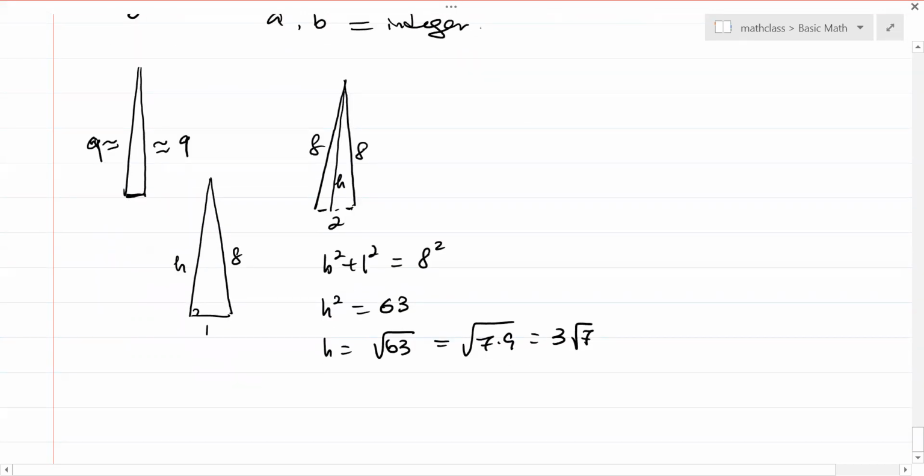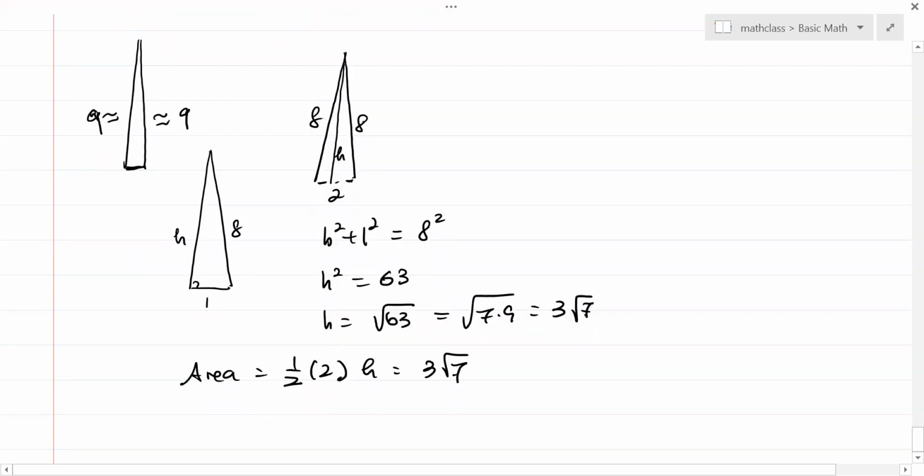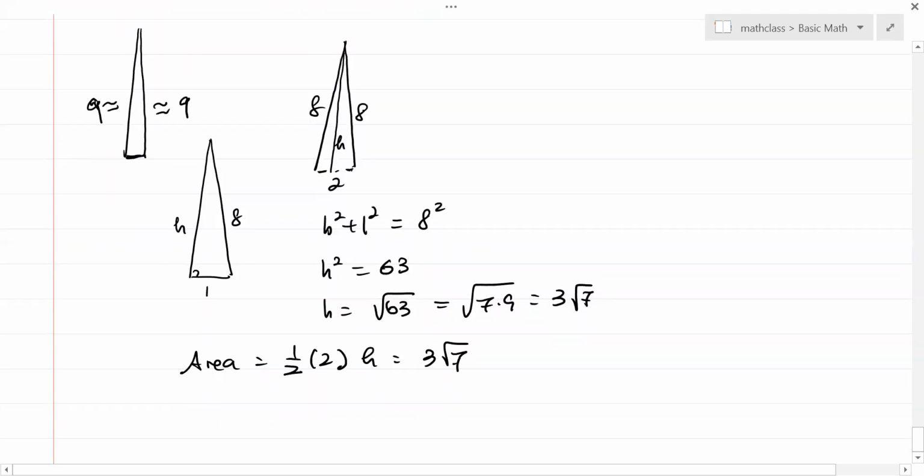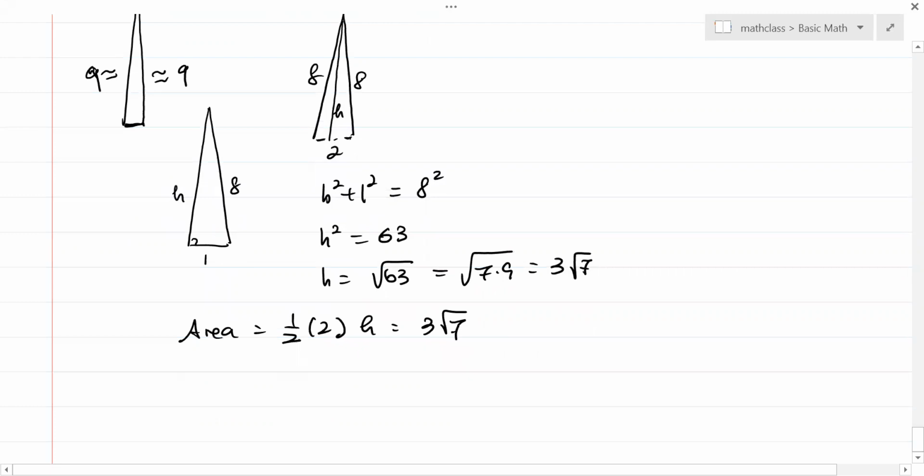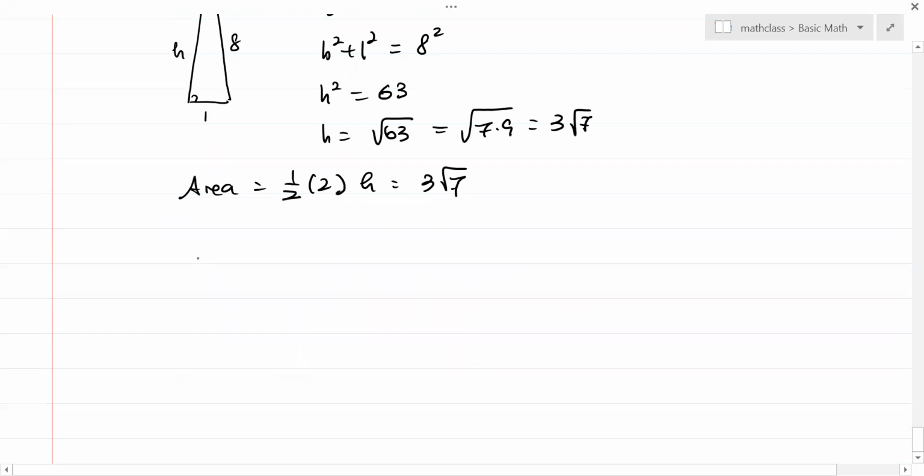Then the area is going to be half of the base times the height, so that's just 3 times the square root of 7. This is not a complete solution. You may have to prove that the other isosceles triangles are going to get a larger area. This is the smallest one. If you increase the base, each time it has to be increased by 2. Then you get the next one.